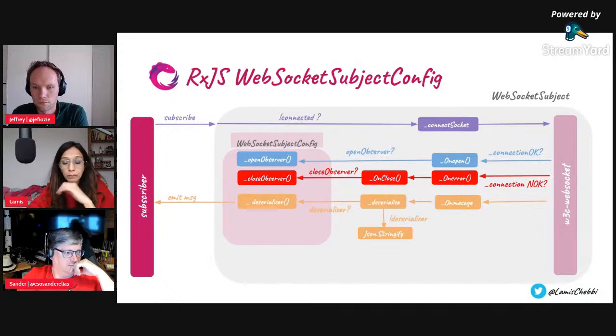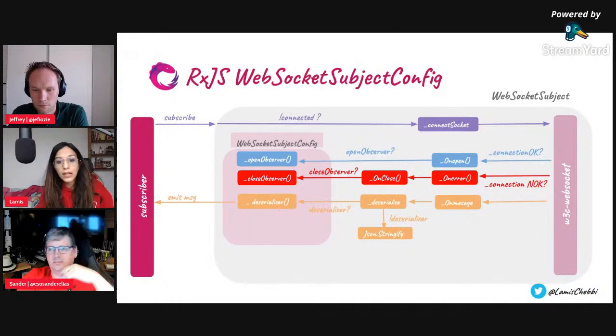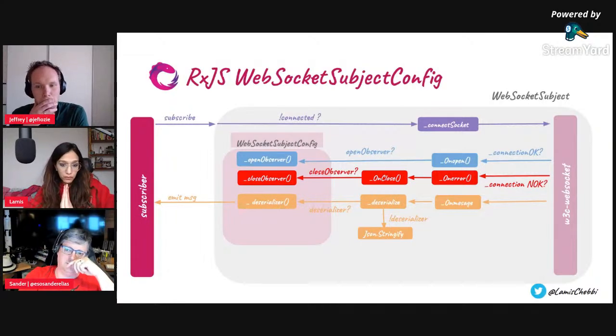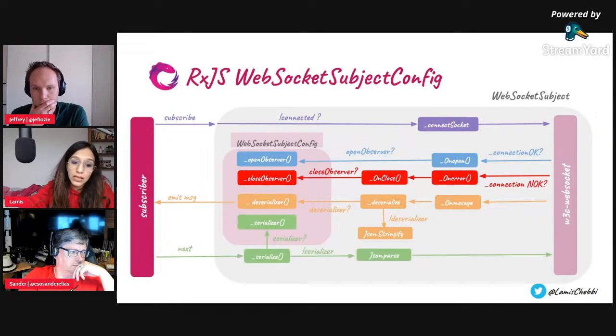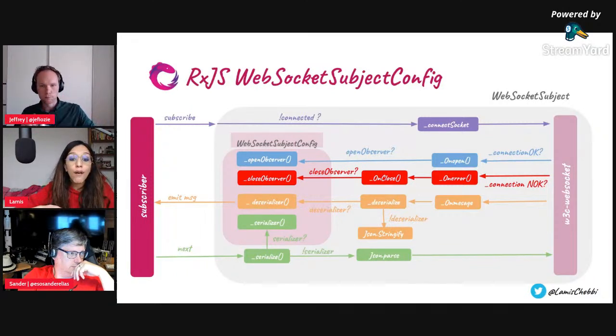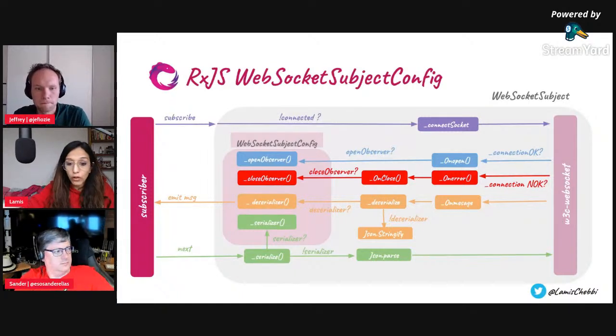Now for the messages, the first step is the deserialization. It will deserialize for you. If there is a specific method, it will call it. If not, it will use the default one, and then it will emit the message to the subscriber. Now the other way around, the serialization method: if there is no serialization property or customization or override, then it will call the default one.